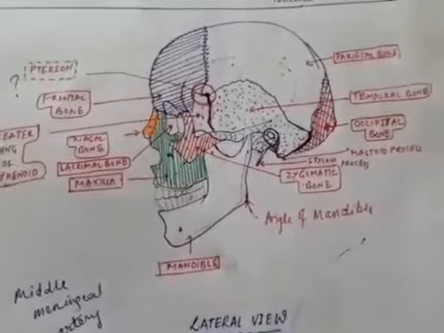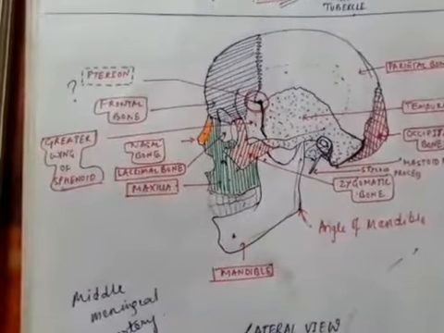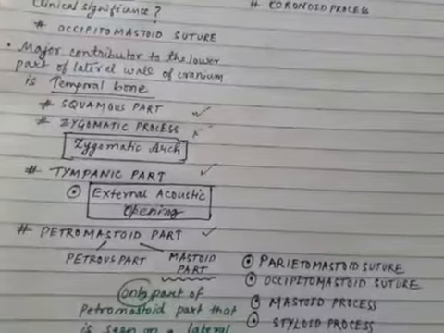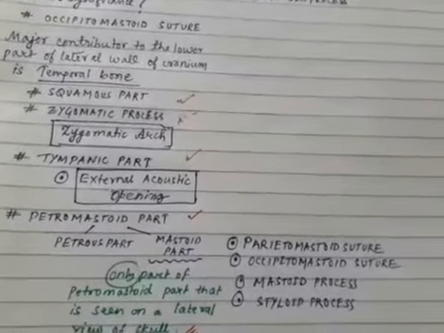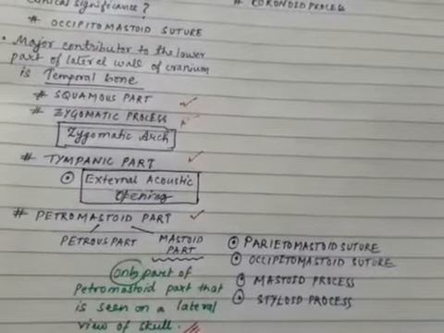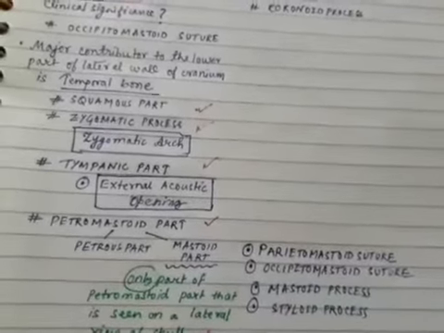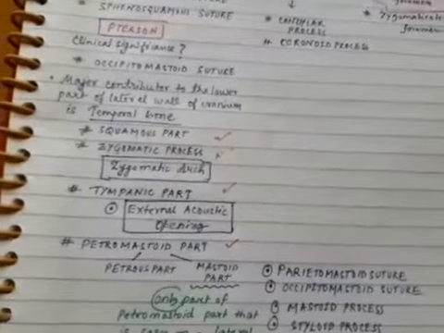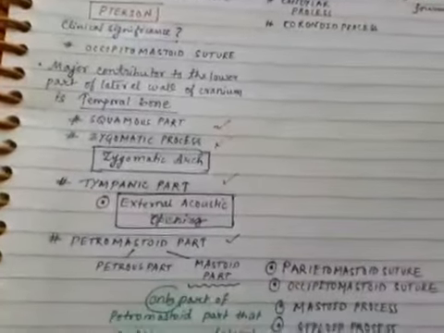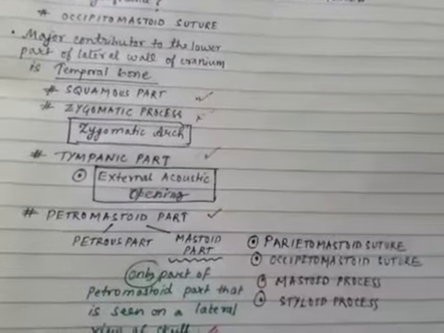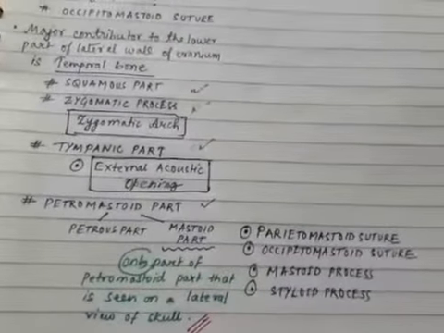Another bone in the lateral part of the skull is the temporal bone. It is a major contributor to the lower portion of the lateral wall of the cranium. It consists of several parts. I've just mentioned the parts: the squamous part of the temporal bone, the zygomatic process, the tympanic part of the temporal bone, and the petromastoid part.